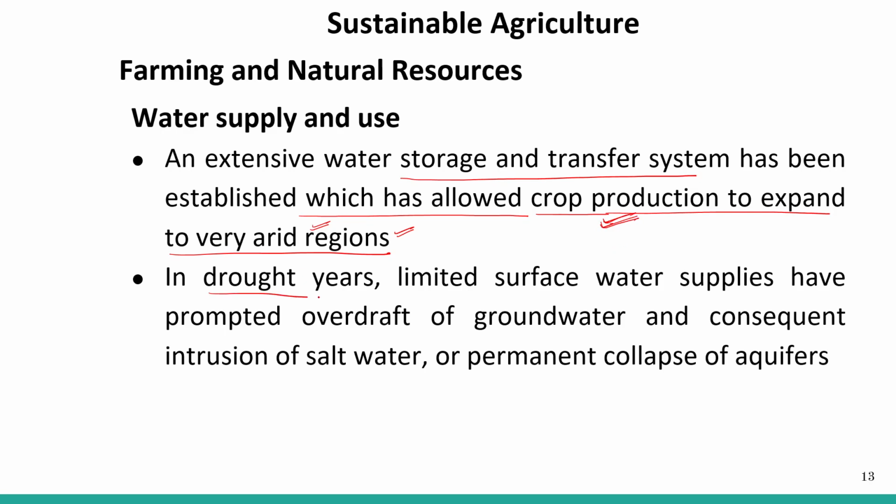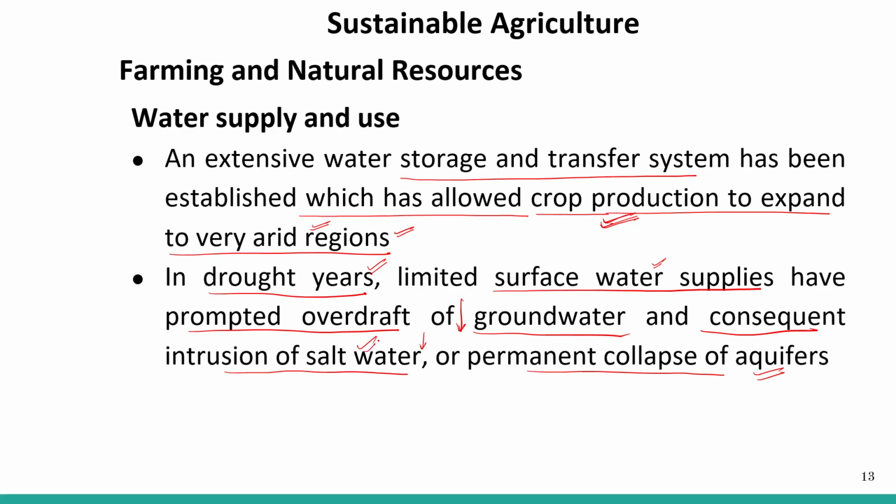So in drought years, limited surface water supplies have promoted overdraft of the groundwater and consequent intrusion of salt water or the permanent collapse of the aquifers. So what happened? There are always droughts. Surface water is very limited, and that is why there is a drought. Groundwater also goes down, so it is not available, and there is consequent intrusion of salt water. So when there is less water, the concentration of salt increases.